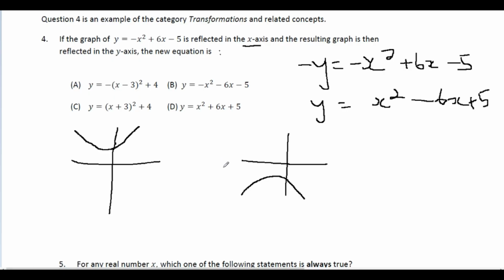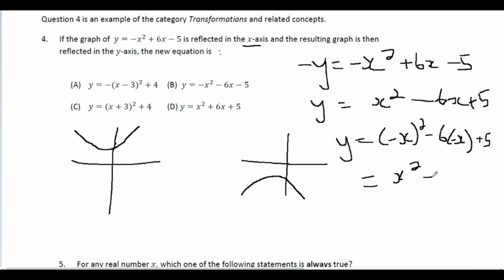Like that. Okay. And they say that the resulting graph, which is this one, is then reflected in the y-axis, so over there. So what we do for that, we're going to make our x values all negative. Right? So it would be y equals negative x squared minus 6 negative x plus 5, which equals, this stays the same, this becomes plus 6x plus 5.